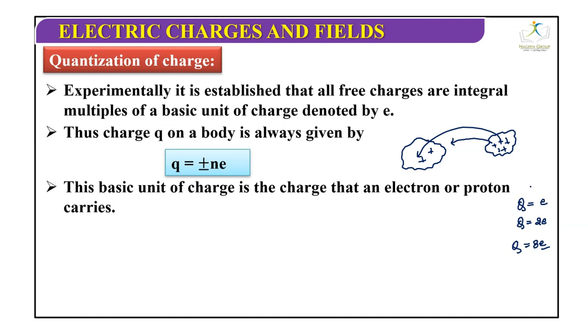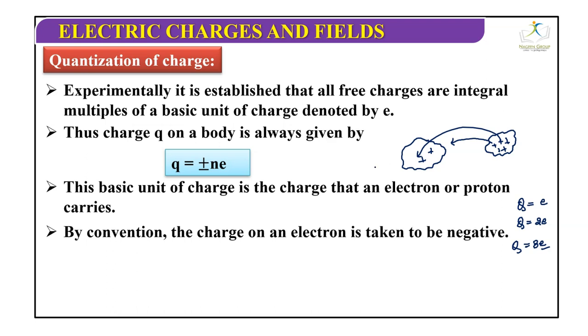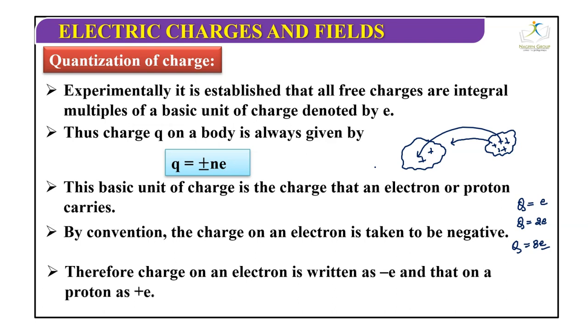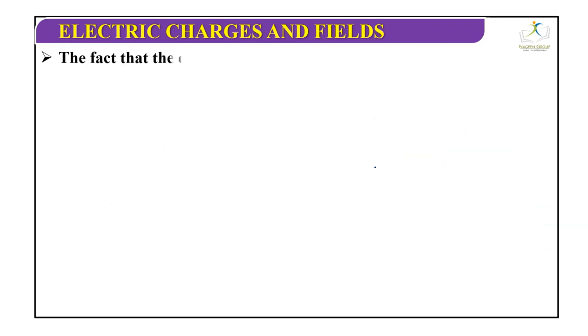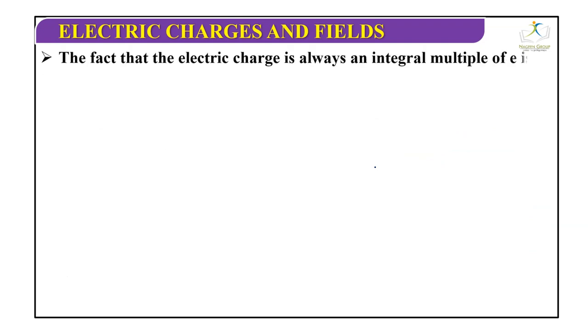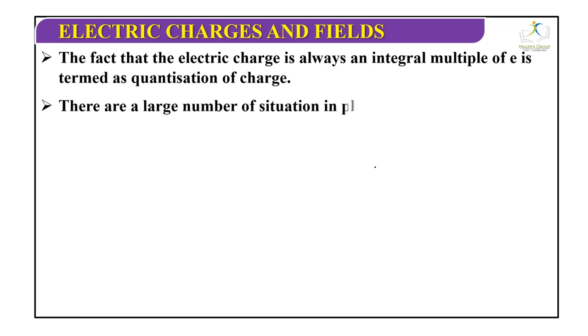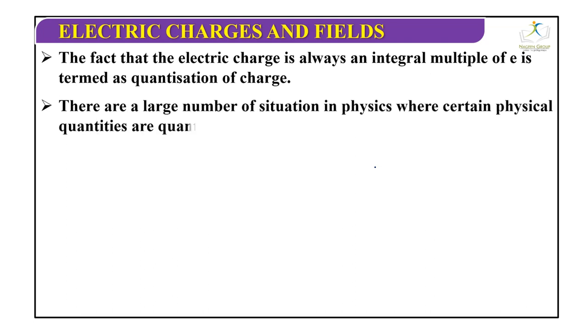The basic unit of charge is the charge that protons or electrons carry. If I'm talking about the electron, it has a negative charge, and if I'm talking about the positive charge, a proton has plus e. The main fact is that electric charge is always an integral multiple of e, termed the quantization of charge. There are a large number of situations in physics where certain physical quantities are quantized.